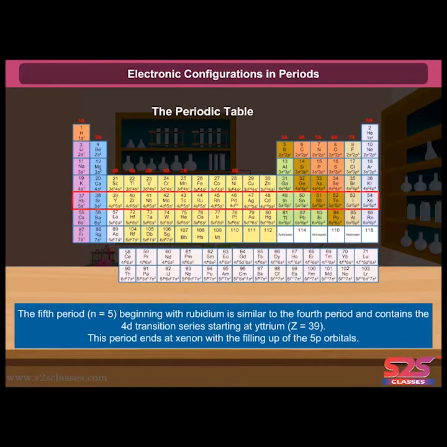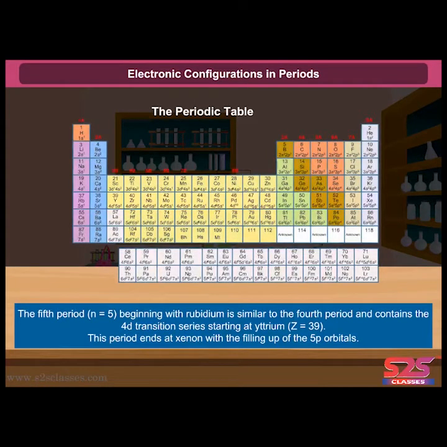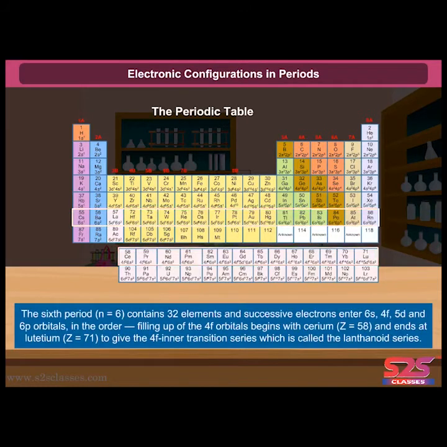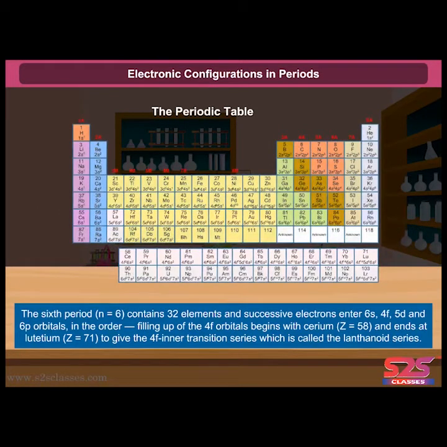The fifth period, n equal to 5, beginning with rubidium, is similar to the fourth period and contains the 4d transition series starting at yttrium, atomic number 39. This period ends at xenon, with the filling up of the 5p orbitals. The sixth period, n equal to 6, contains 32 elements and successive electrons enter 6s, 4f, 5d and 6p orbitals in the order. Filling up of the 4f orbitals begins with cerium and ends at lutetium to give the 4f inner transition series, which is called the lanthanoid series.